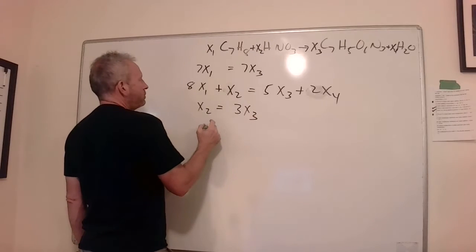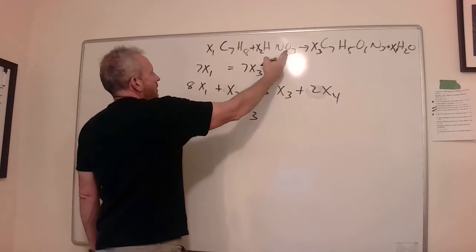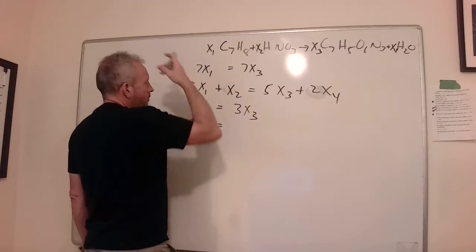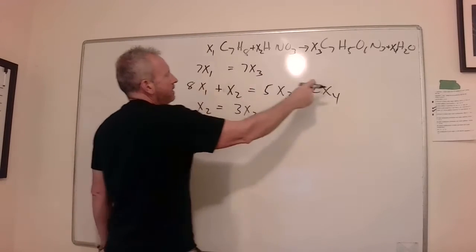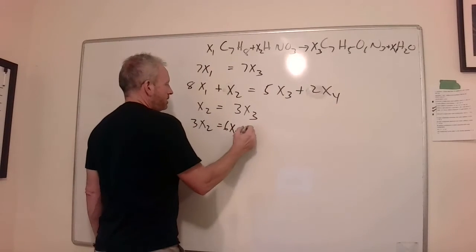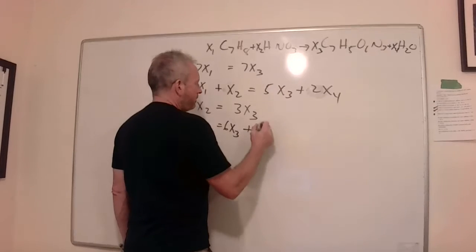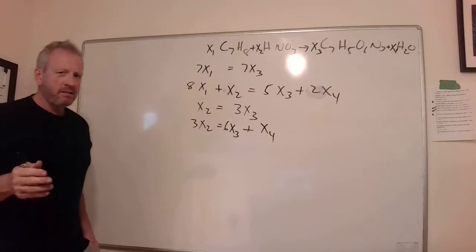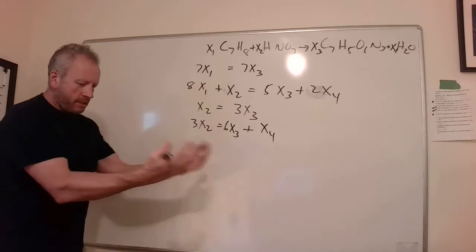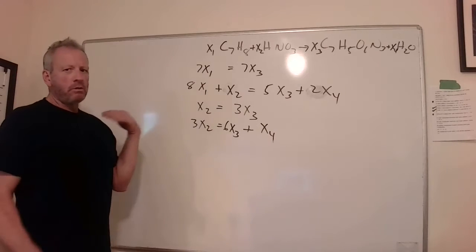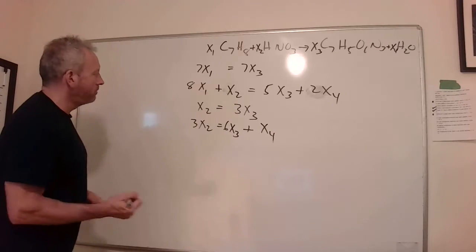And finally, oxygens, 3 of them from that molecule, so 3x2 equals, what do we have on that side? 6 of them here, so 6x3, and 1 of them there, x4. There's the system. Let's tidy the system up. What do I mean? Let's get everything on the left and zeros on the right. There's no constants hanging out by themselves.